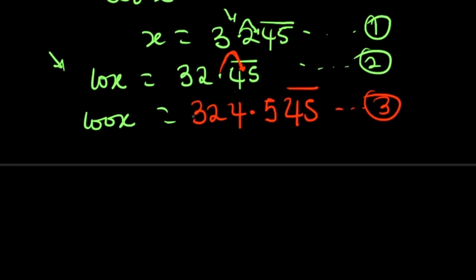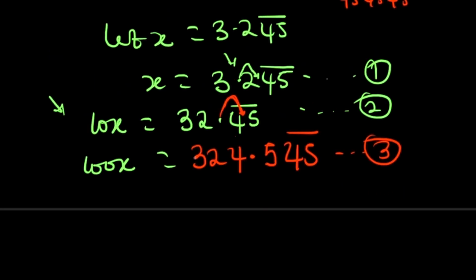Now we can ask ourselves, can we subtract? We have equation 1, the number that comes after the decimal is 2. For equation 2, the number that comes after the decimal is 4. And for equation 3, the number that comes after the decimal is 5. So we cannot subtract, because if we subtract, we will not be able to terminate the repeating decimal. So what do we do? We multiply one more time by 10.